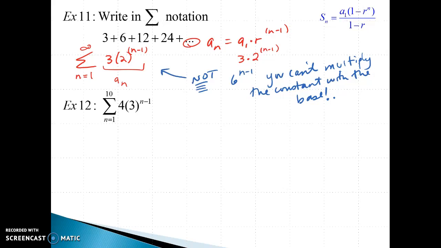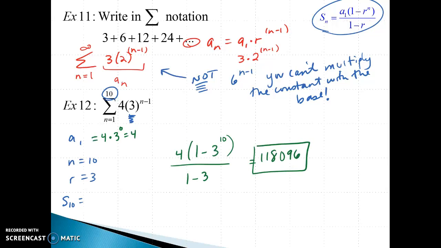All right. For this last problem, when we go ahead and we simplify, we can see all the pieces that we need to use our equation. We can find out what our a1 is. We can see we are finding the sum of 10 terms, so n equals 10. Looking at our problem, the number that is being raised to a power is my r value, so I can see that r is equal to 3. And now I just need to work out my formula to find S of 10. All right, go ahead, pause the video, and try this last problem. All right, and our final answer for example 12 is 118,096.